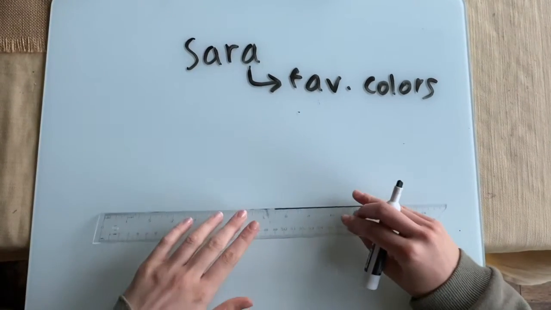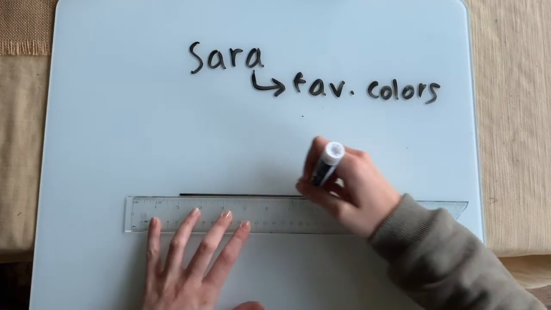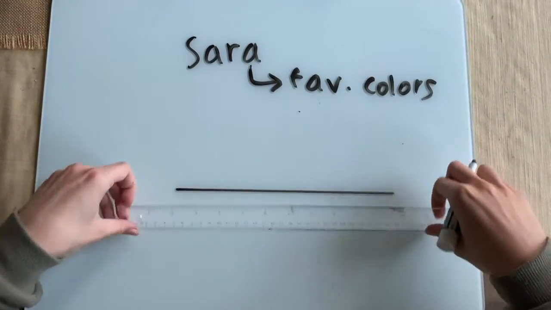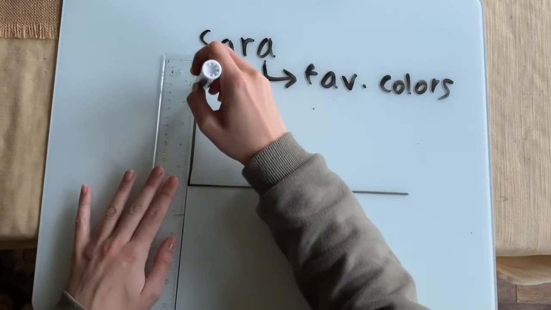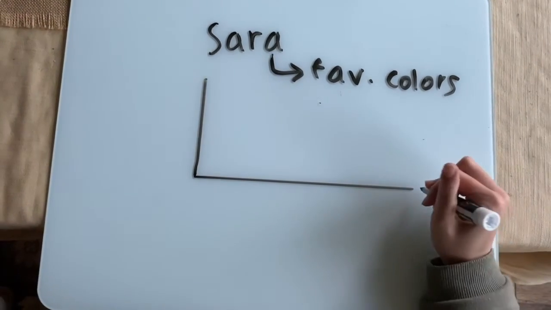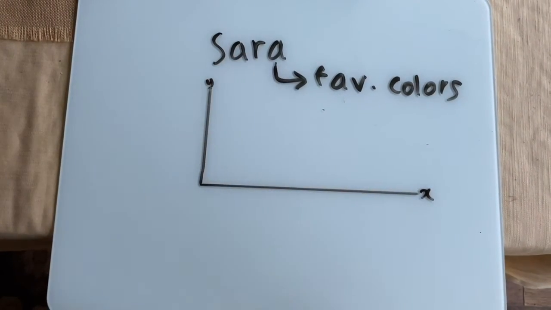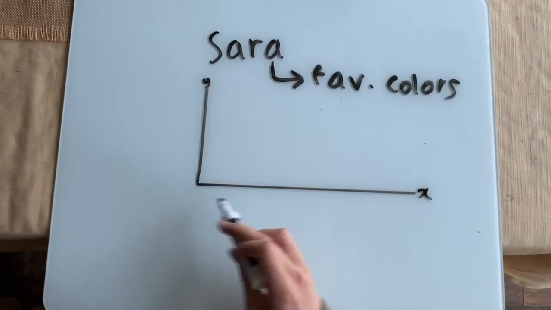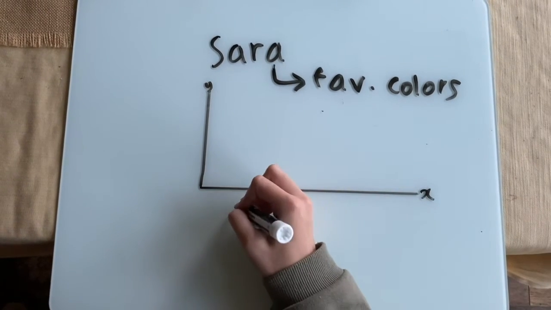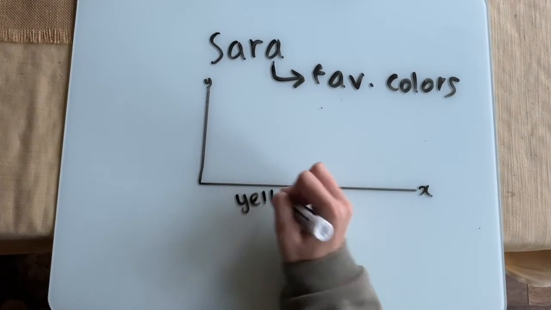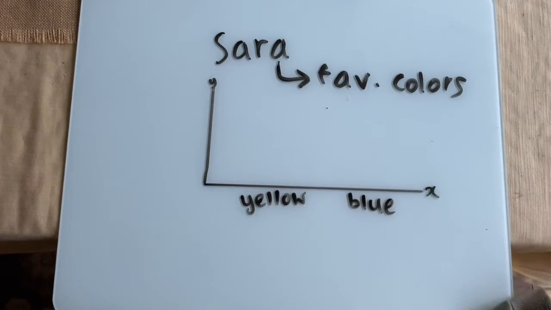Well, for starters, we're going to grab our ruler and we're going to draw a nice straight line right here for the x-axis, and then another one for the y-axis. After we're done with that, we're going to label them X and Y. This is where our numbers are going to go, and this is where the names are going to go. So for our first color, which was yellow, there was 1 vote, and then for blue, there were 2.